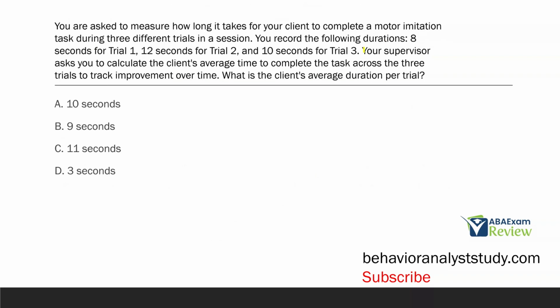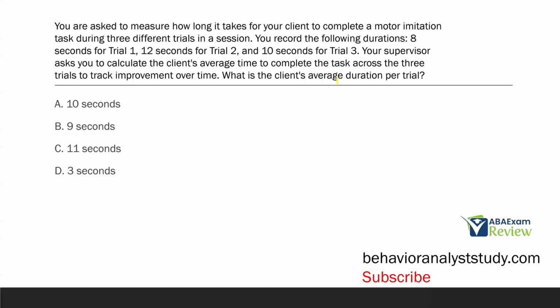You were asked to measure how long it takes for your client to complete a motor imitation task during 3 different trials in a session. You record the following durations: 8 seconds for trial 1, 12 seconds for trial 2, 10 seconds for trial 3. Your supervisor asks you to calculate the client's average time to complete the task across the 3 trials to track improvement over time. What is the client's average duration per trial?